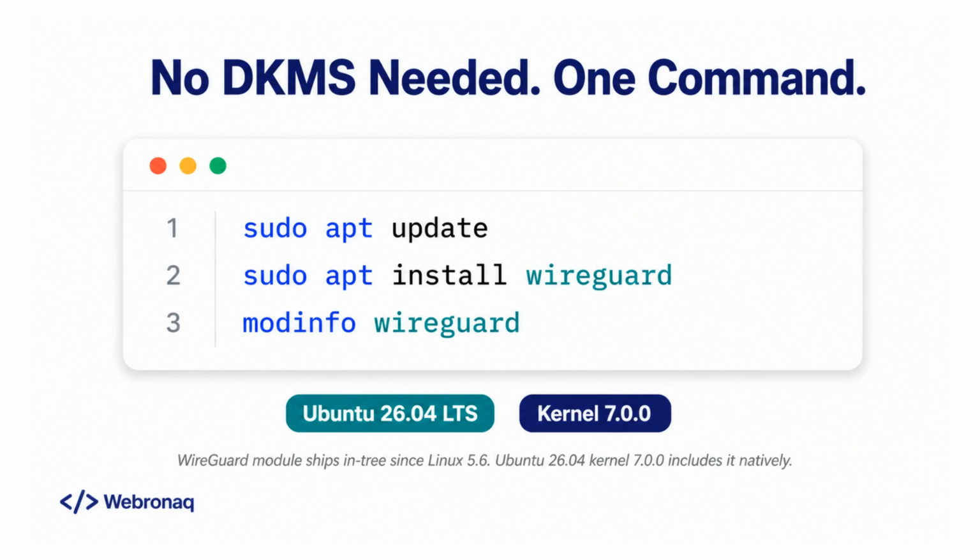Just run sudo apt update, then sudo apt install wireguard. That single command pulls in the WireGuard tools package, which gives you the wg and wg-quick utilities. To confirm the module loaded, run modinfo wireguard. You will see the version and license printed back instantly. That is your whole install. Now we need keys, and here is where the interesting part begins.